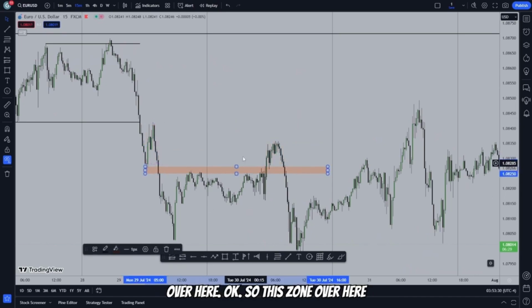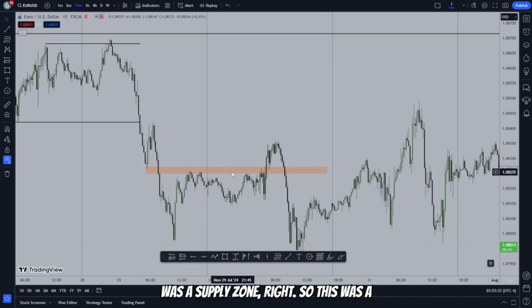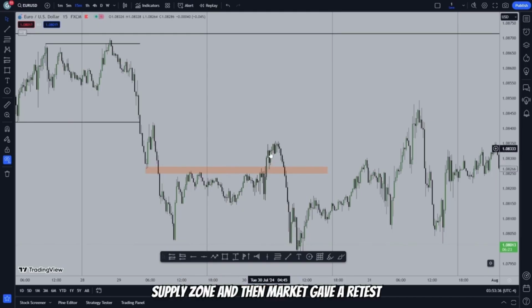So this zone over here was a supply zone, right? The market gave a retest when it gave a breakout. So all of the people who are trading, those who are on TradingView, are trying to take buys over here, because they can see a break and retest, and they don't know the narrative of the higher time frame which is going on.